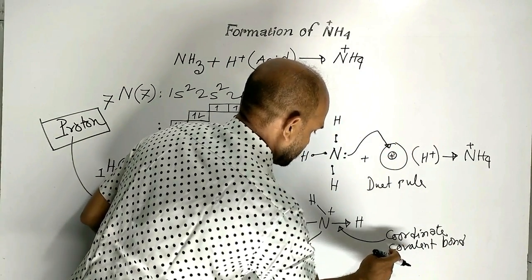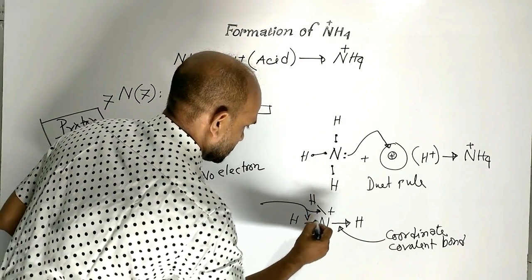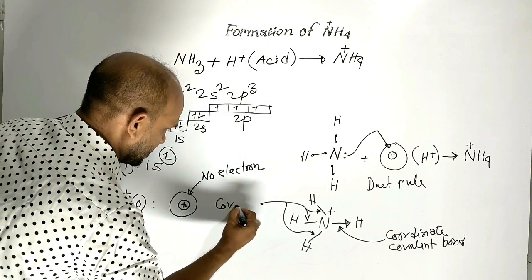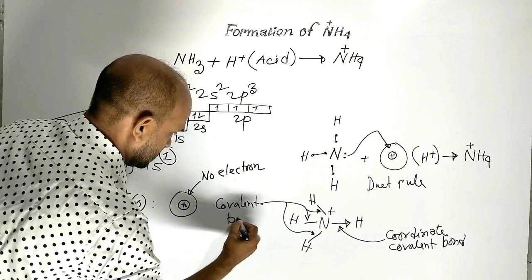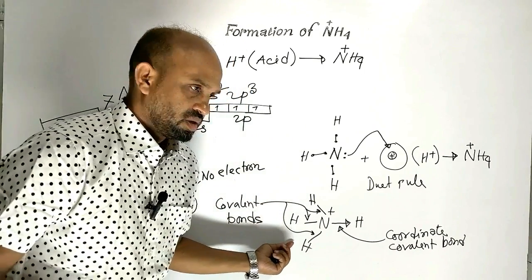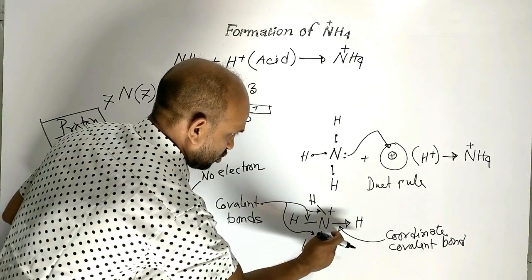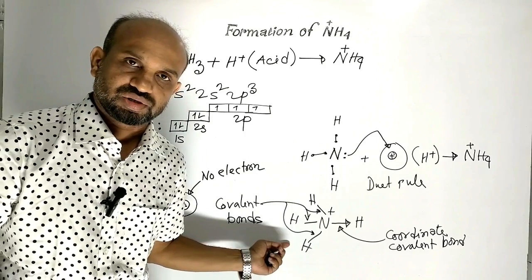Coordinate covalent bond, and these bonds are covalent bonds. So ammonium ion contains one coordinate covalent bond and three covalent bonds.